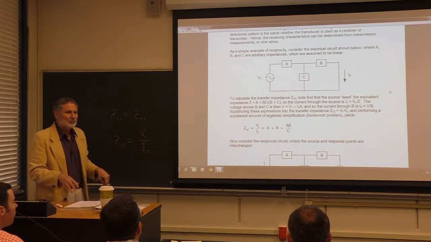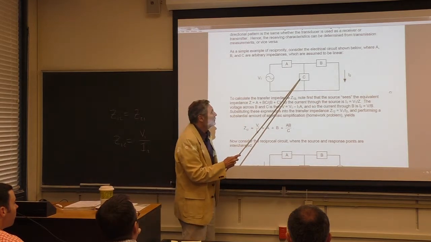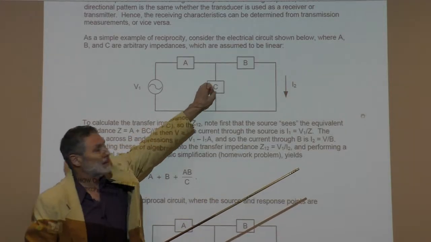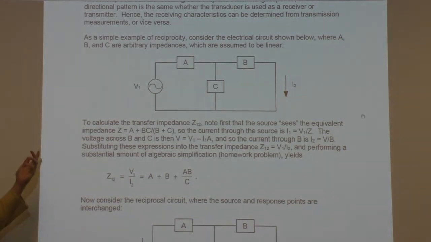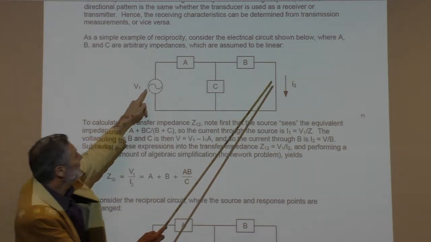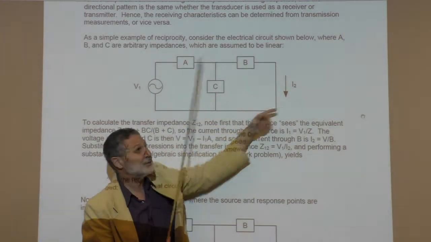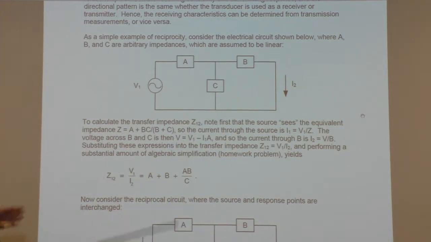But there's something, here's another case. Suppose C were infinite. Suppose we essentially yank this out of the circuit. It's obvious that the transfer impedance has to be reciprocal, because this circuit is then going to be the same as this circuit. It doesn't matter the order that you see here. But when you put this in here, it's not obvious, okay?